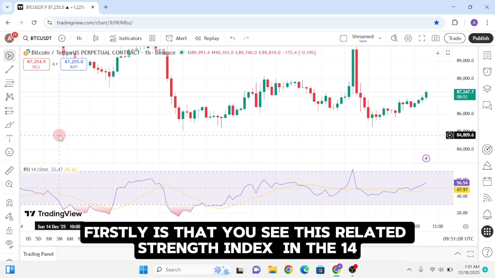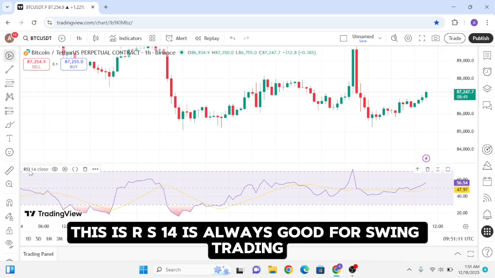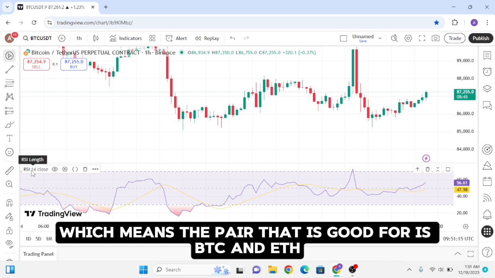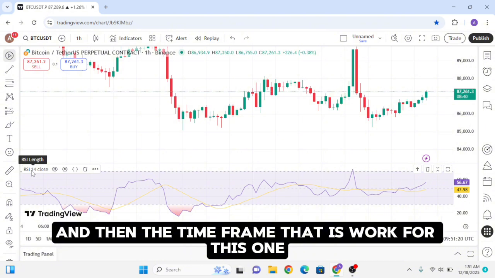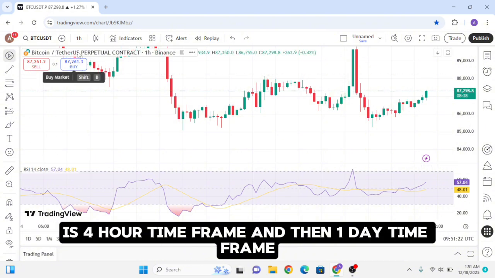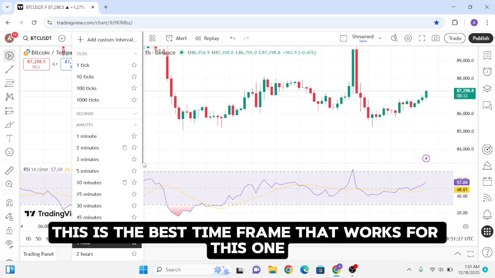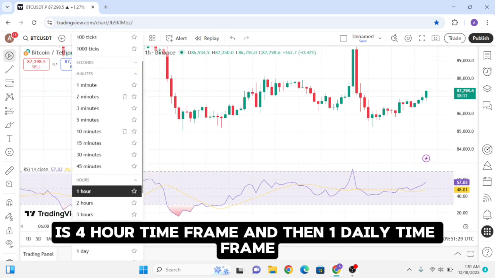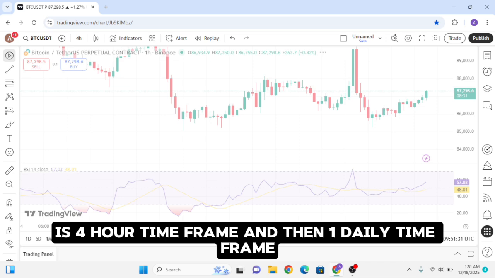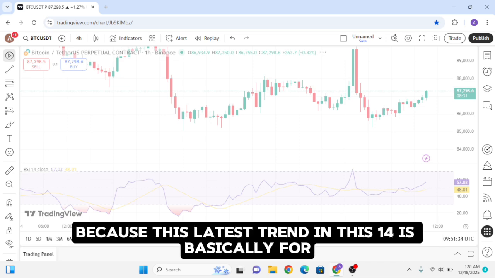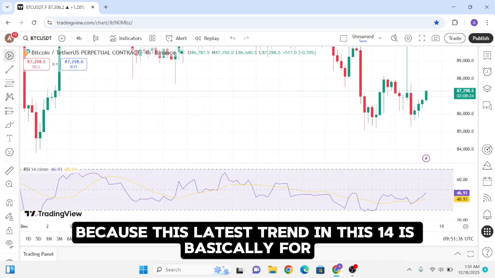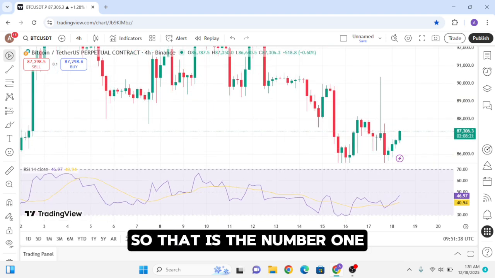Firstly, this RSI 14 is always good for swing trading, which means the pairs it is good for are BTC and ETH, and the time frames that work for this one are the 4 hour time frame and the 1 day time frame, because this Relative Strength Index 14 is basically for swing trading. So that is number one.